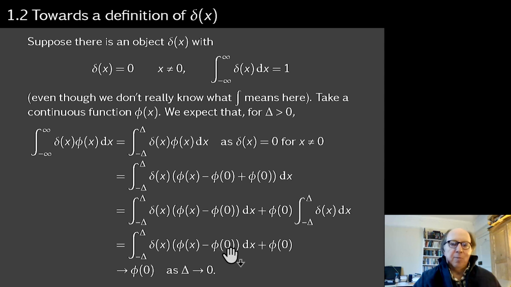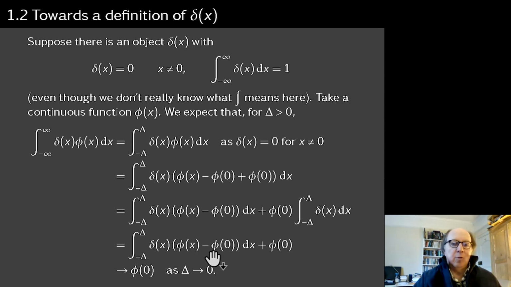Okay, so we'll leave the first part alone. What's this going to be? Well, if this statement is to make any sense, along with this one, the integral from minus infinity to infinity of delta should be the same as the integral from minus capital delta to plus capital delta of the same thing. So this integral here, integral in inverted commas of course, should simply be 1. And so this term is phi of 0.